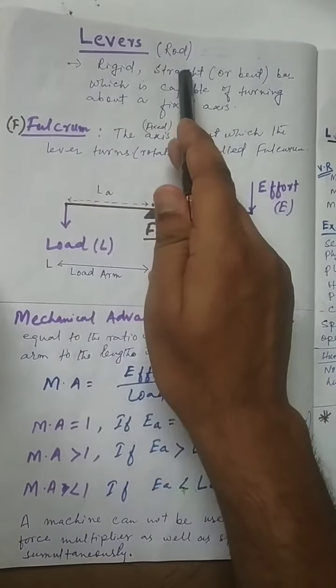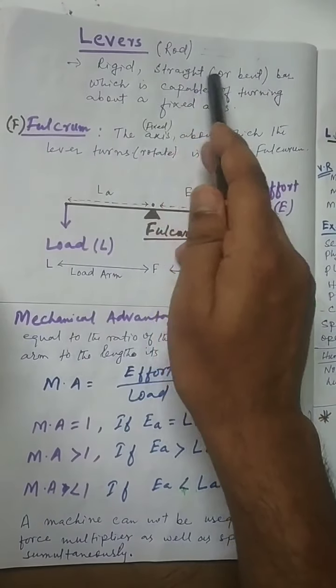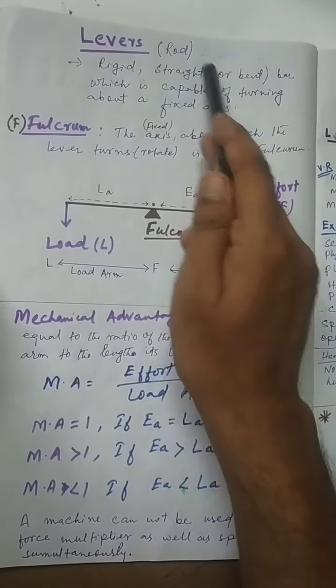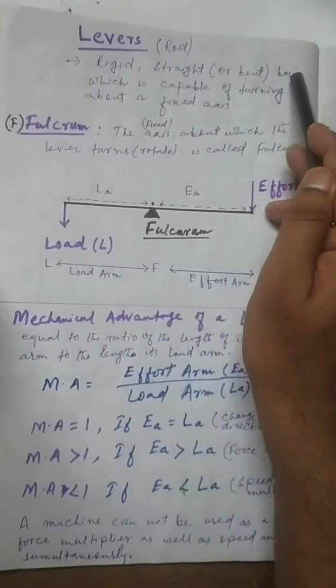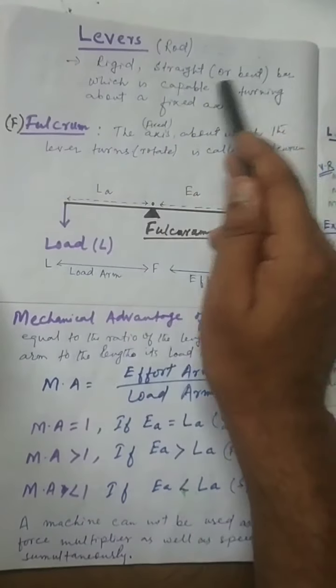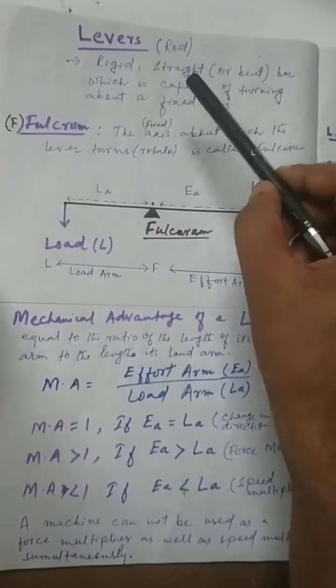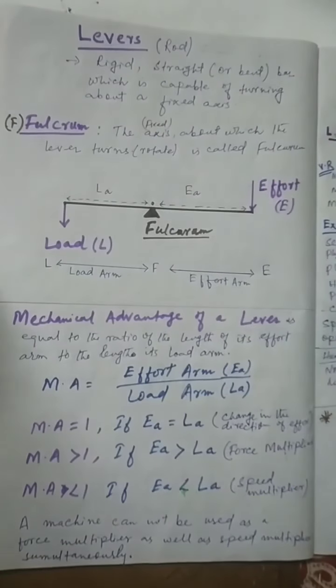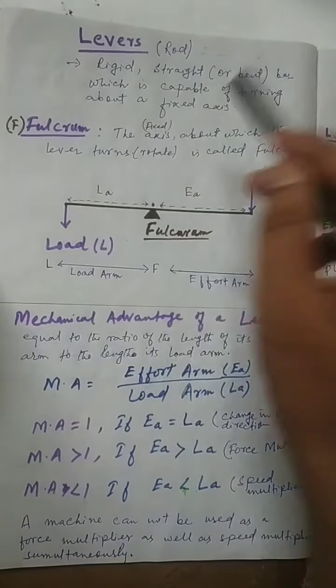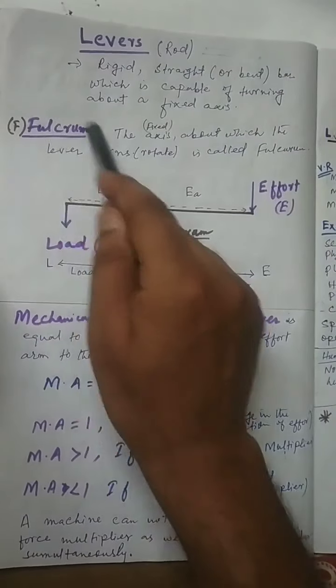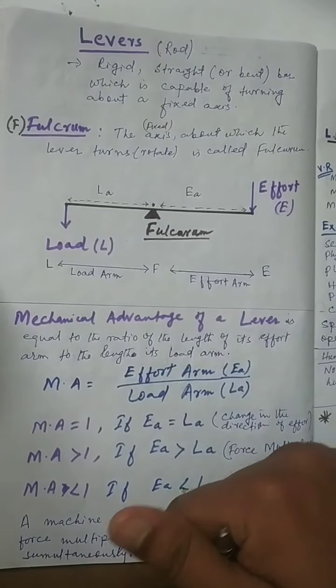A rigid, straight or bent bar. Either the rod is straight or bent, but it is rigid. It is capable of turning. It can turn or rotate about a fixed point. That fixed point is called the fulcrum.